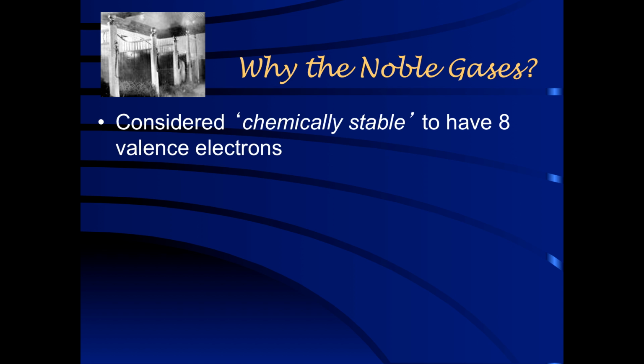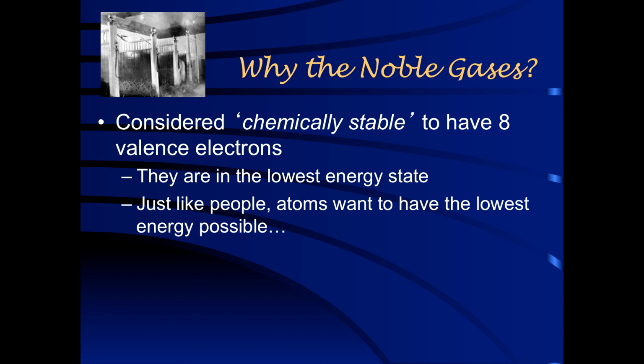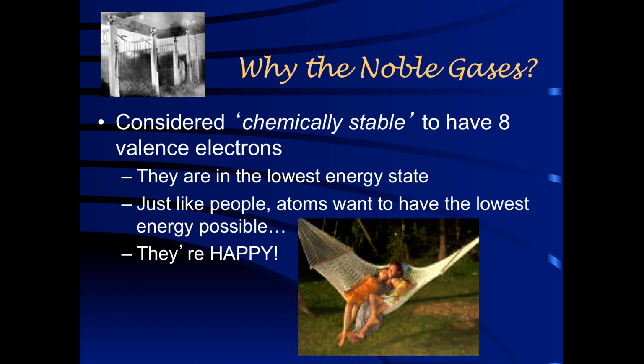So just to clarify, the reason the noble gases are so important is that they are considered chemically stable. They already have 8 valence electrons. This creates the lowest energy state possible. And kind of like people, atoms want to have the lowest energy. They're considered happy. That's just a colloquial way of saying that they're more stable when they are low energy, and that makes them happy.